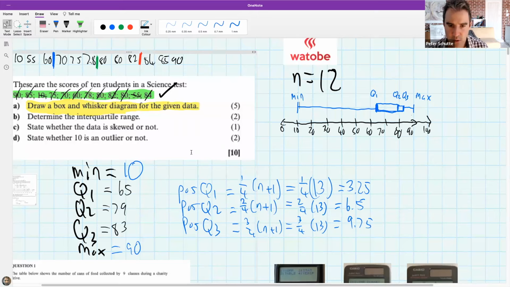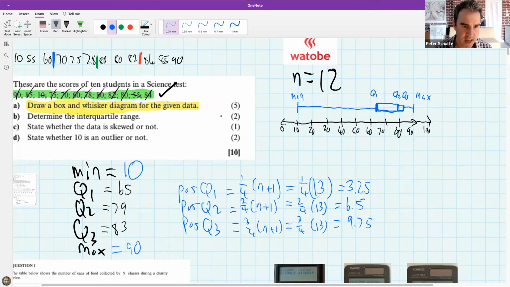Okay, question B. So we've done question A. Tell me what the interquartile range is for this question. What is the interquartile range for this? Tell me what the IQR is.